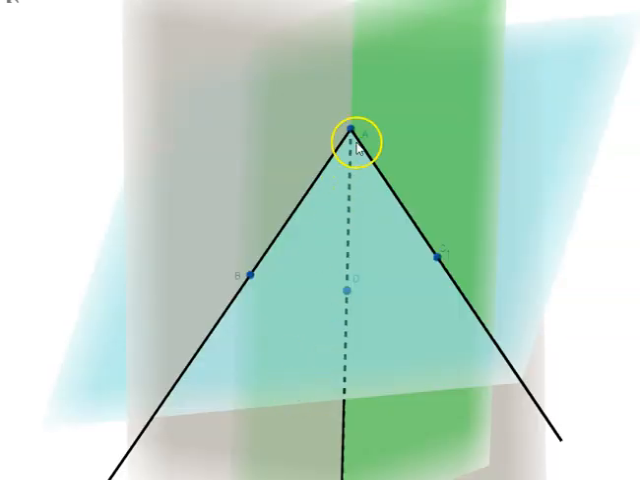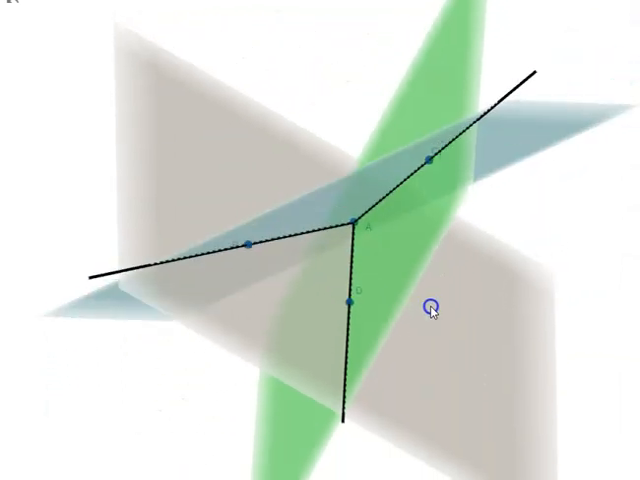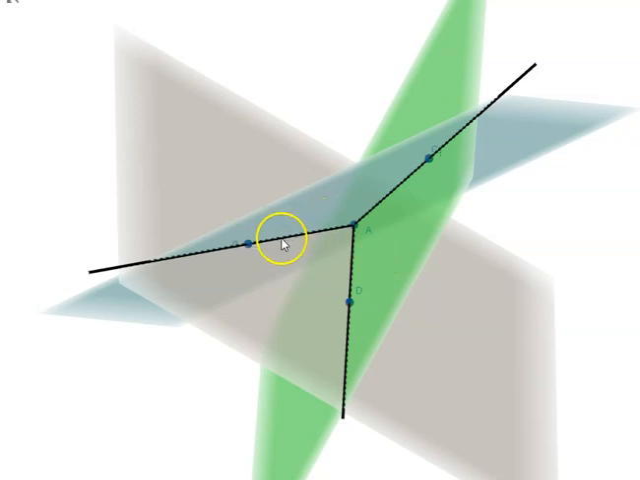So here, AB, AD, and AC1 are the lines of intersection. So angle BAC is formed in this plane. So it is a plane angle. Angle BAD is an angle formed in this plane. So this is a plane angle. And angle DAC1 is formed in this plane. So this is a plane angle.